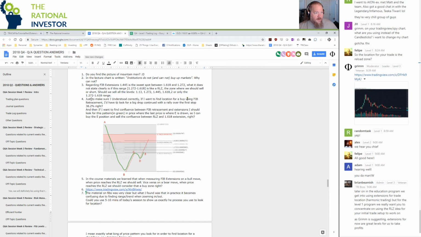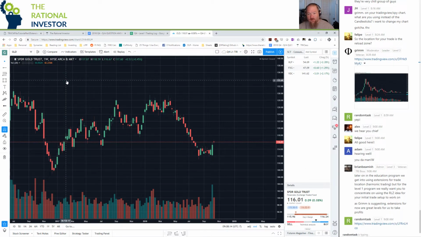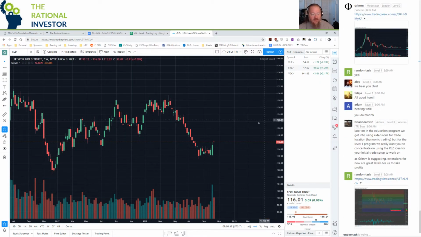All right, and just to make sure I understand correctly, if I want to find a location for a buy using fib retracement, I'd have to look for a big drop continued with a rally over the first stop, 38.2 then. Not necessarily. You're going to look for a lot of pieces in conjunction, and we're going to teach you some of the other pieces as we get into it, right?